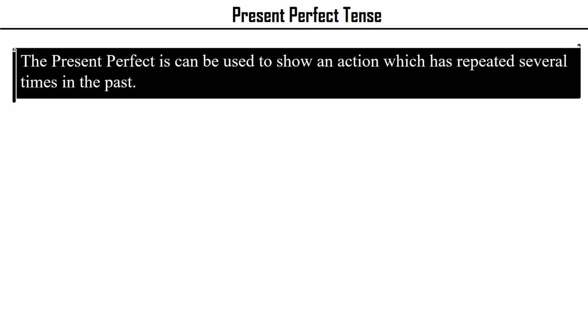Okay, let's move on. The present perfect can be used to show an action which has repeated several times in the past. For example, I have met John many times since I came here. Since I came to this place, I have met John many times. Not one time, not 2 times, but many times.